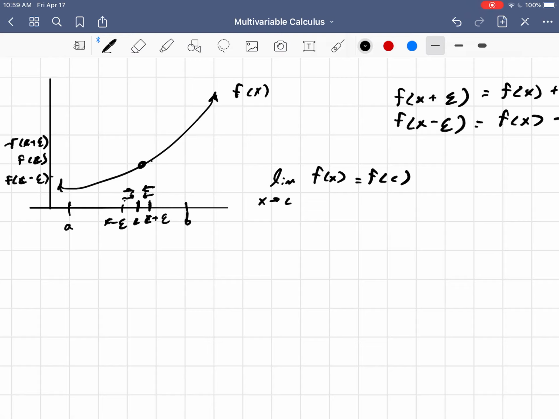As our x values, this is c right here, squeeze in and get closer and closer to c, then what happens is our y values, our f values, our functional values, whatever you want to call them, they would approach, since the function is continuous, f of c. And so this is what we were talking about with limits. It's all about what the function approaches, not what the functional value actually is.